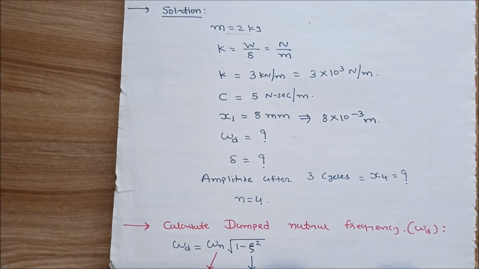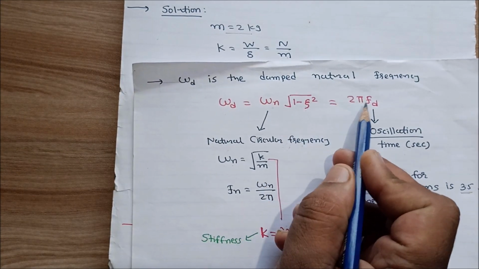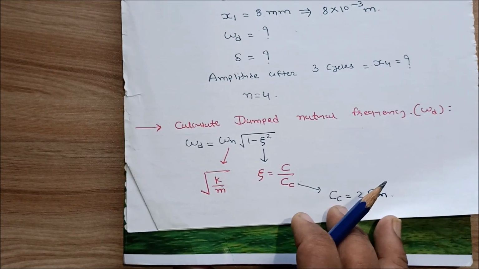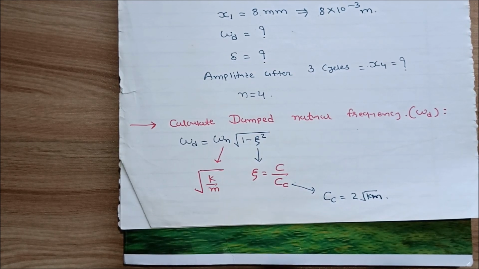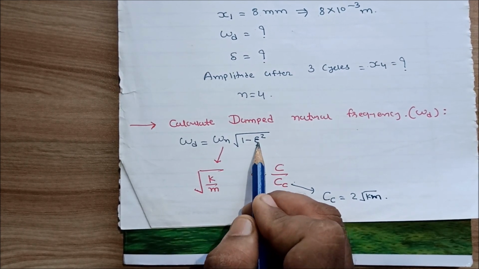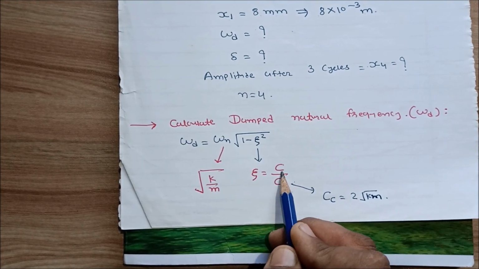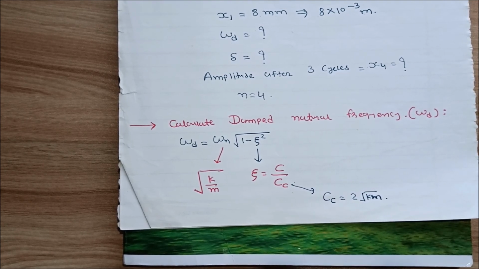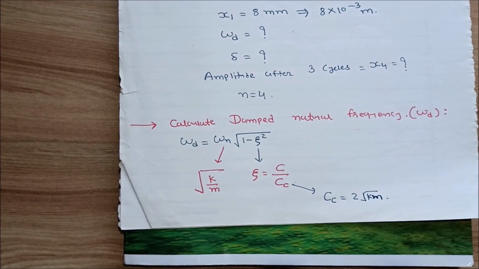So first remember the equation: omega d is equal to omega n under root 1 minus xi square, which is equal to 2 pi fd. So here we have to find omega n, and the equation of omega n is under root k by m. And the equation of xi is C divided by Cc. C is the damping coefficient, and Cc is the critical damping coefficient. And how do we find Cc? That is 2 under root km.